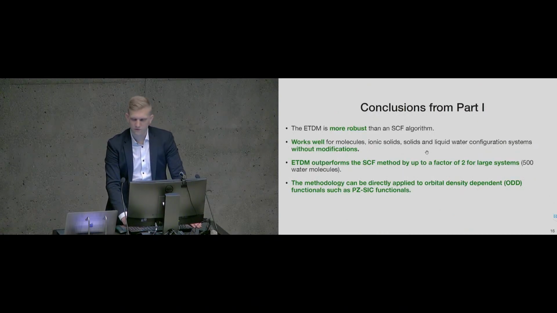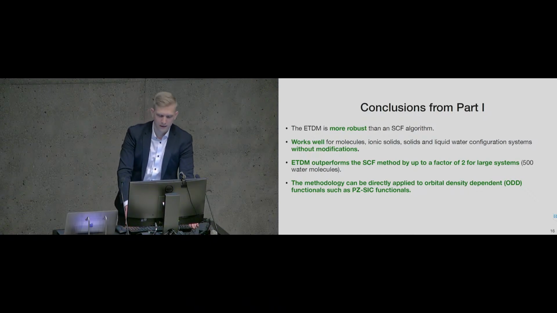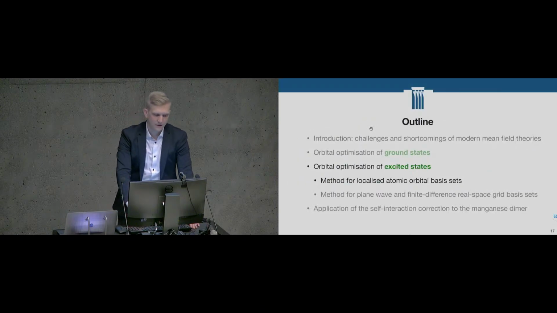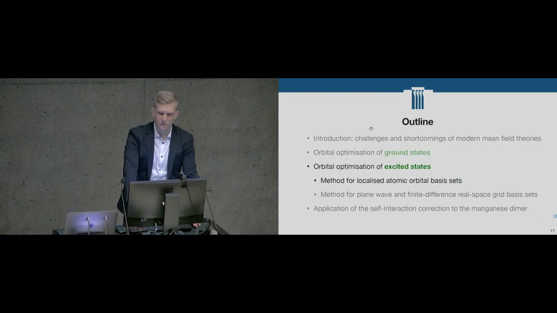And here is the conclusion to the first part of my talk. We developed a method which is more robust than a regular self-consistent field algorithm. It works well for a variety of systems without modification of the parameters of the algorithm. It outperforms the SCF method by up to a factor of 2. And most importantly for my project, this method can be directly applied to orbital density dependent functionals such as Perdew-Zunger self-interaction correction.